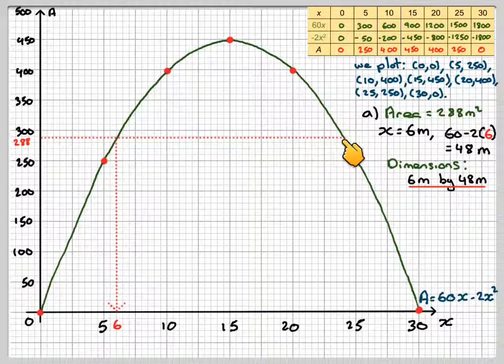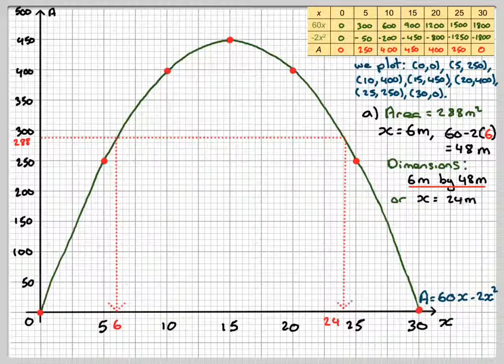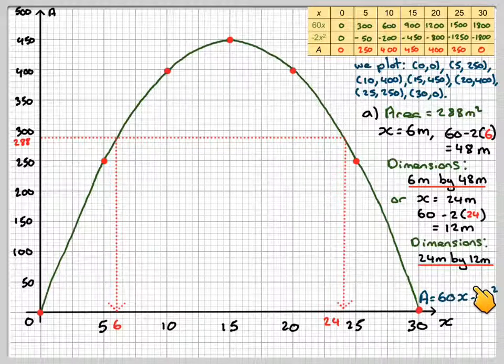For the other one, we're going to get another possibility here. That gives me a value of 24. Remember, 2 squares along here is 24. And that's going to give me x is 24. And then the other dimension, the length, 60 minus 2 times 24 gives me 12. That gives me dimensions of 24 meters by 12 meters.